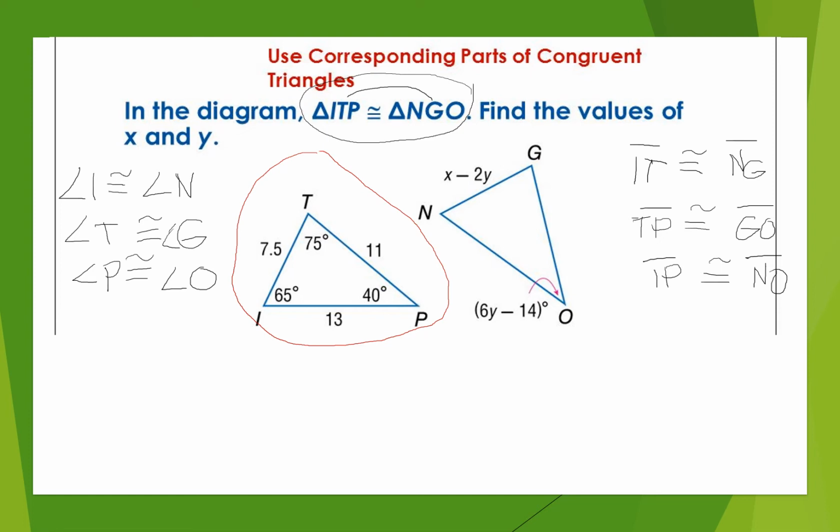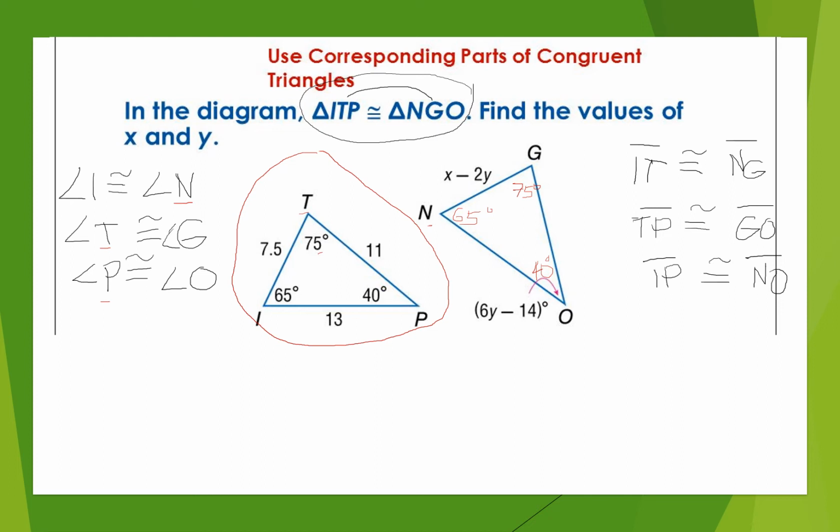So, yung angle I natin ay congruent sa angle N. So, ano ba yung measurement ng ating angle I? So, that is 65. So, therefore, dito sa ating other triangle, yung angle N natin, ang measure din ay 65 degrees. Okay? And then, ang angle T natin ay congruent kay angle G. So, ano ba ang measurement ng angle T? So, that is 75 degrees. So, congruent daw siya kay angle G, so etong ating 75 degrees. And then, ang angle P ay congruent kay O. So, therefore, ang angle P natin, ang measure ay 40, ganun din ang measure ng angle O. So, therefore, this is also 40 degrees.